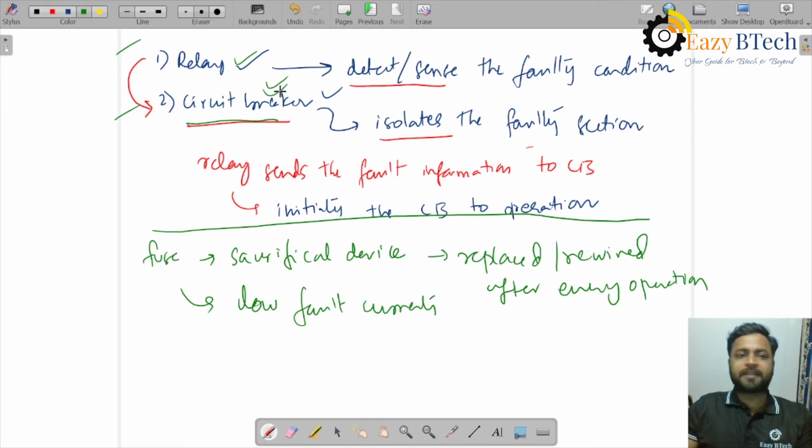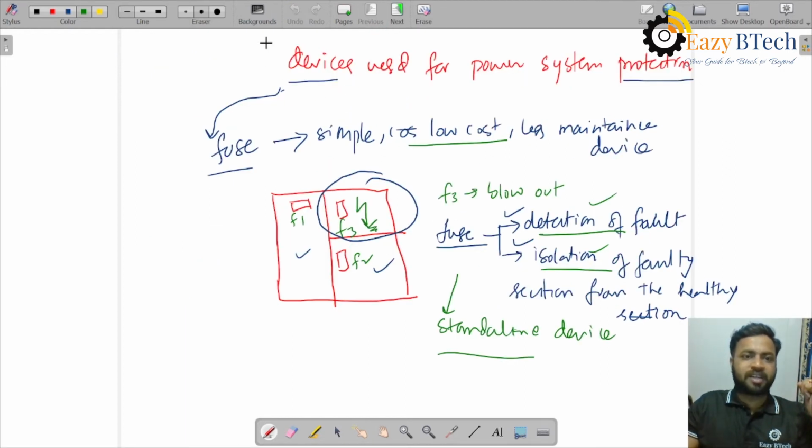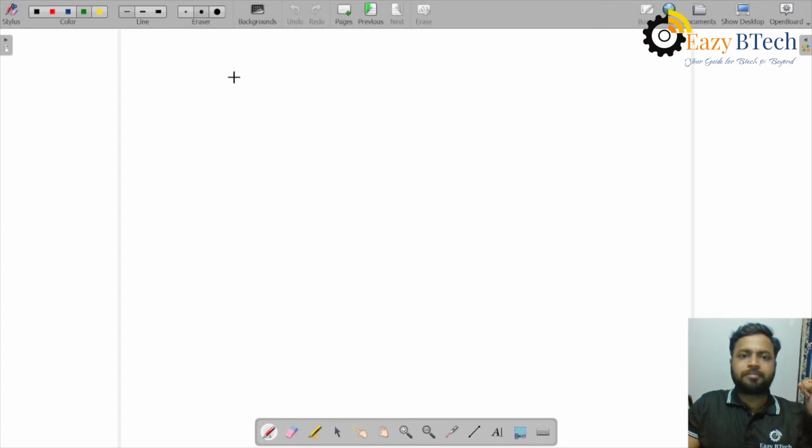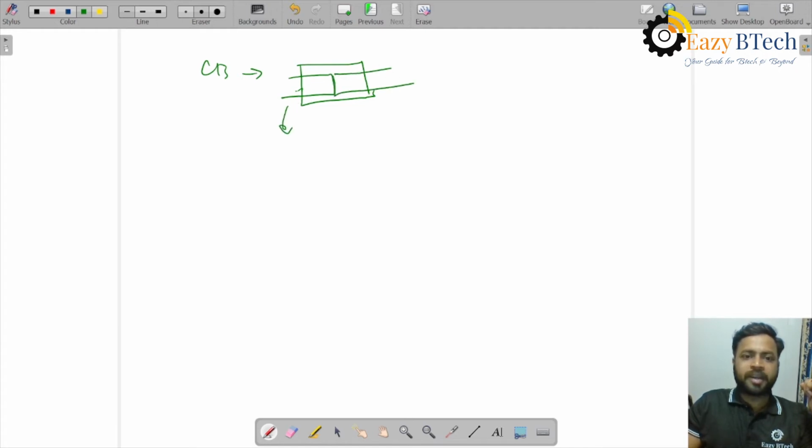Okay, circuit breaker, I will just give you a picture of what a circuit breaker actually contains. So the circuit breaker here is having a chamber, and in the chamber there are two contacts. One contact is called the fixed contact, and the other contact is called the moving contact.